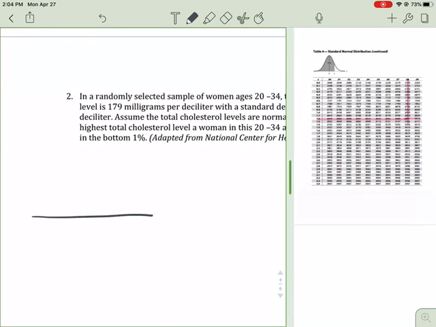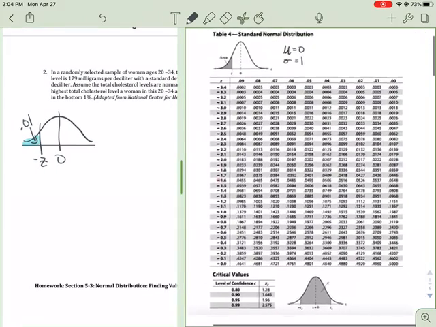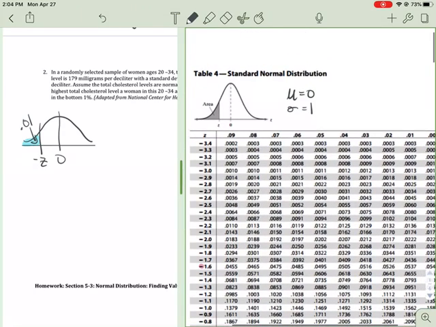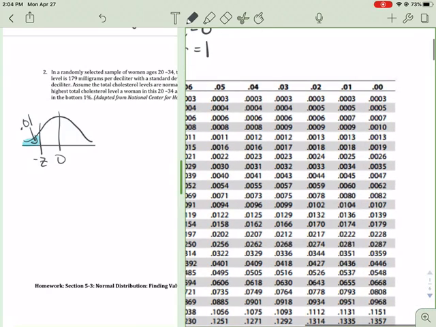Okay, so since it says bottom, let's draw our picture. Okay, so here this says bottom 1%. That means this section to the left is 1%, keep in mind it's 0.01. We're going to have a negative z value that's going to correspond to that. So we're going to look for 0.01 in our chart. So I'm going to look up here, find 0.01. Okay, as close to 0.01 as we can get.